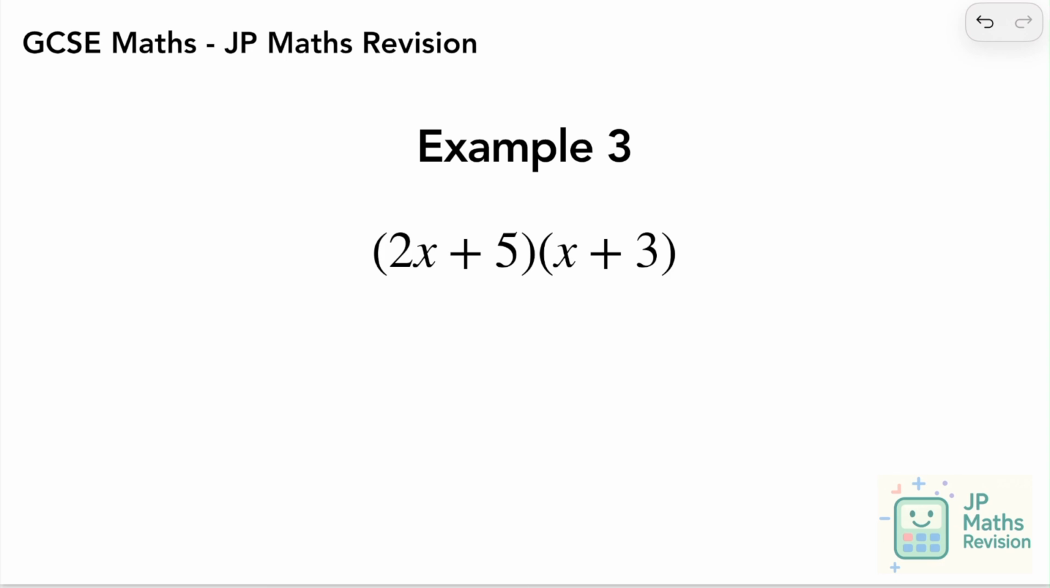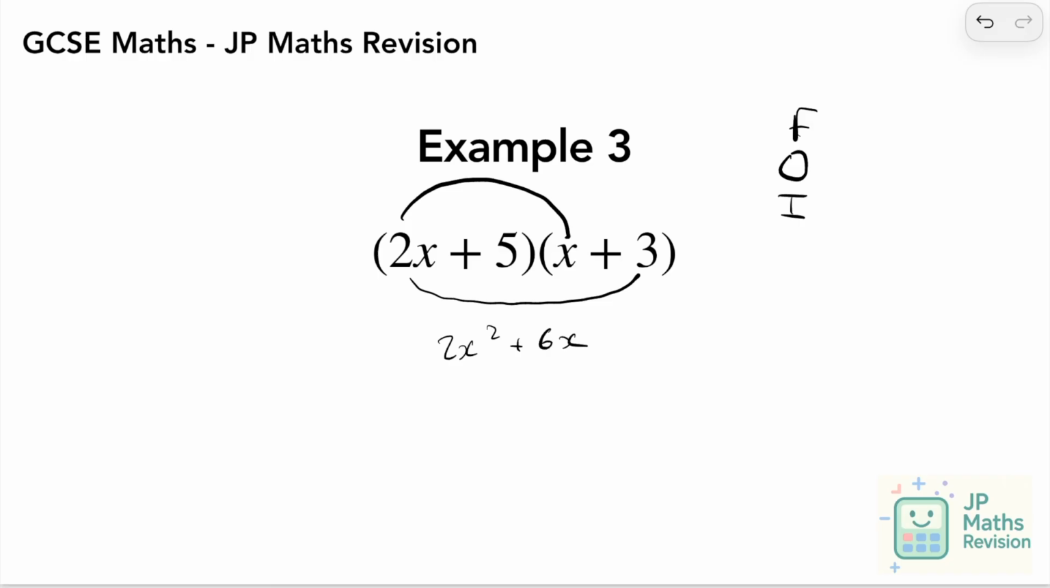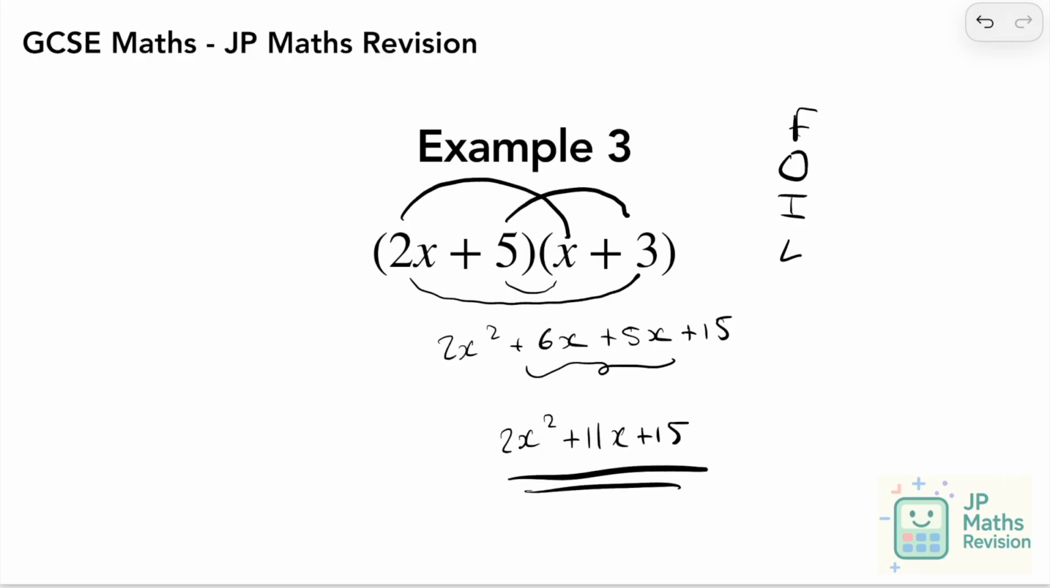So example 3, I'm going to use the FOIL method for this one. F stands for first, so 2x times x, that is 2x squared. And then O stands for outer, so 2x times 3, which is 6x. And then I stands for inner, so 5 times x is 5x. And then L stands for last, so 5 times 3, which is 15. So simplifying that, we're going to do 6x plus 5x, so we end up with 2x squared plus 11x plus 15, and that is our answer.